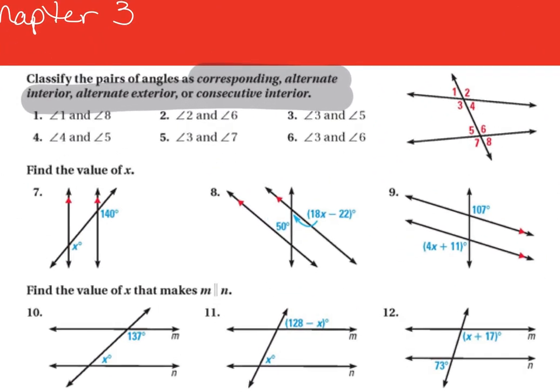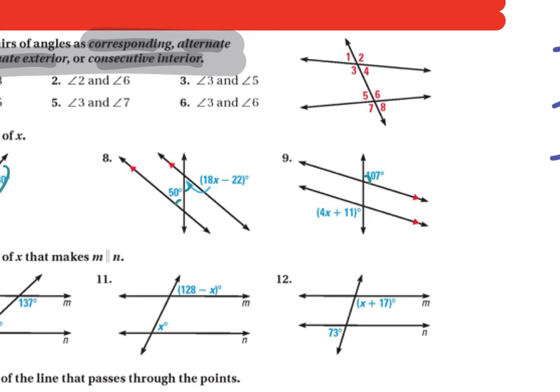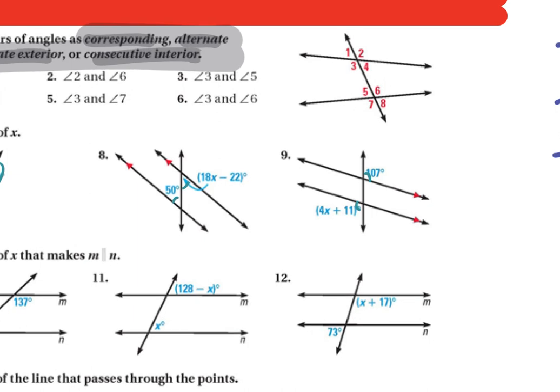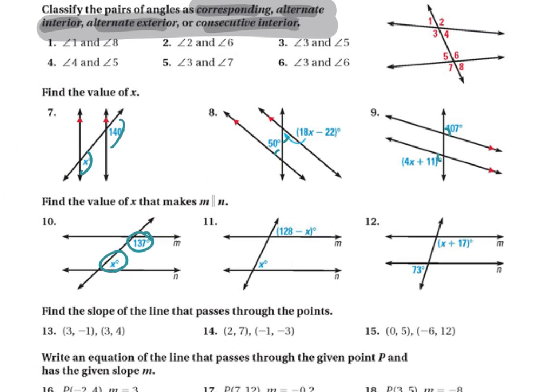Okay. Also on 3 were your corresponding, alternate interior, alternate exterior, and consecutive interior angles. So you need to be able to identify them from the picture. Or if the lines are parallel, you would need to know that they are all congruent except consecutive interior, right? So these two would be congruent because those are corresponding. These two would be congruent because they're alternate interior. These two would be congruent because they're alternate exterior. These two would be supplementary because they are same side interior, consecutive interior.